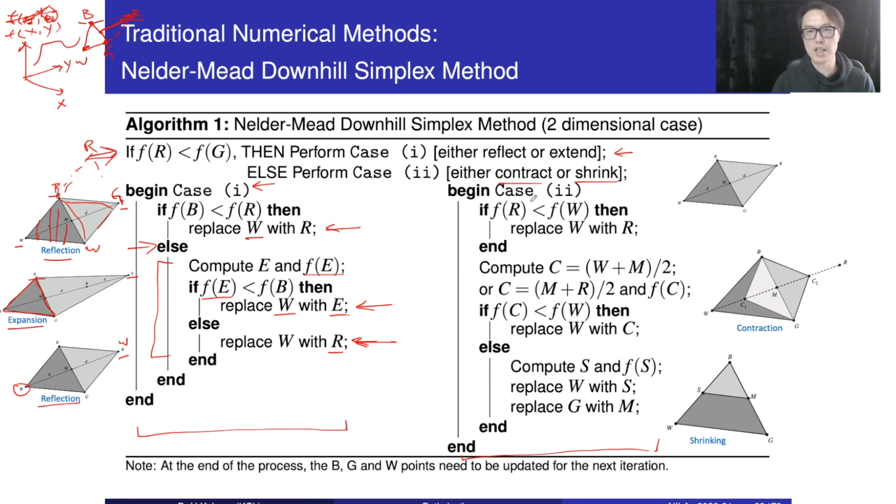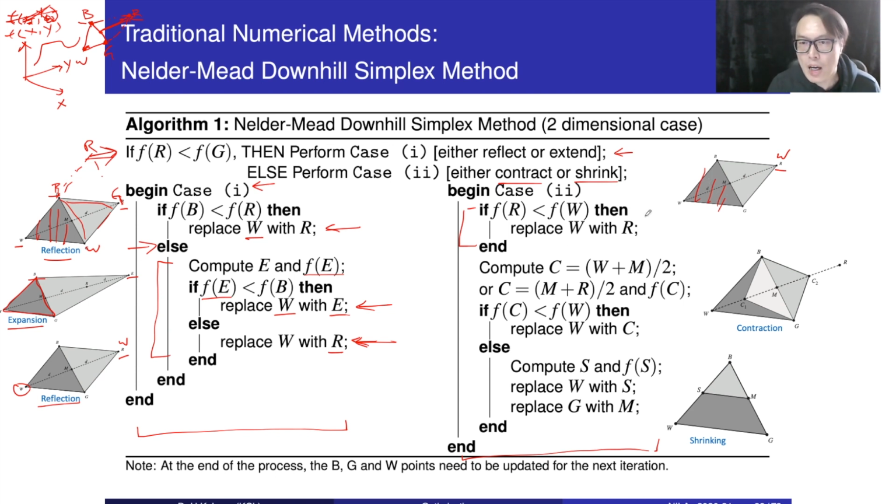So in case 2, when we first enter case 2, we are going to do some refinement. We still find the refraction point according to the BGW points, and then we check whether this refraction point's cost is less than W, that is, whether this point is better than this one. If it is, we disregard this triangle and replace W with R. So this is just a refinement.